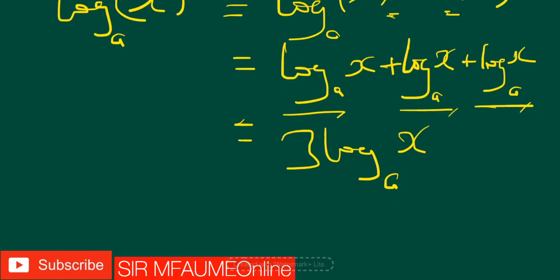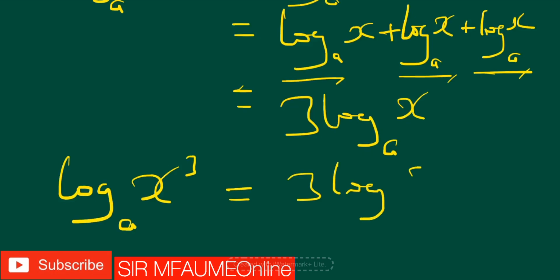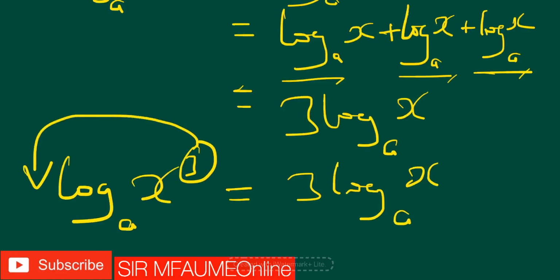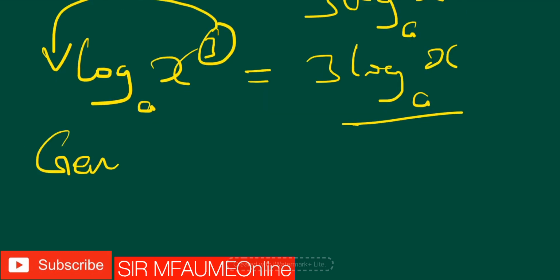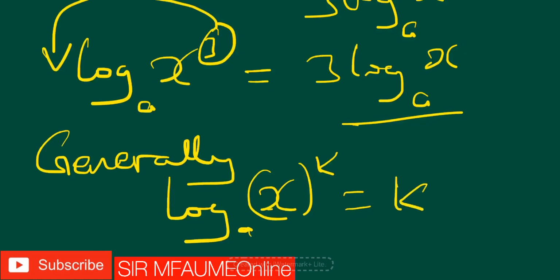So at the end of the day, if we have log x exponent 3 base a, we find this equals 3 log x base a. Simply, this 3 was shifted to this side, that's why it equals this. In general, note that if you have log under base a of x exponent k, this exponent can be shifted to this side and it becomes k times log x base a.